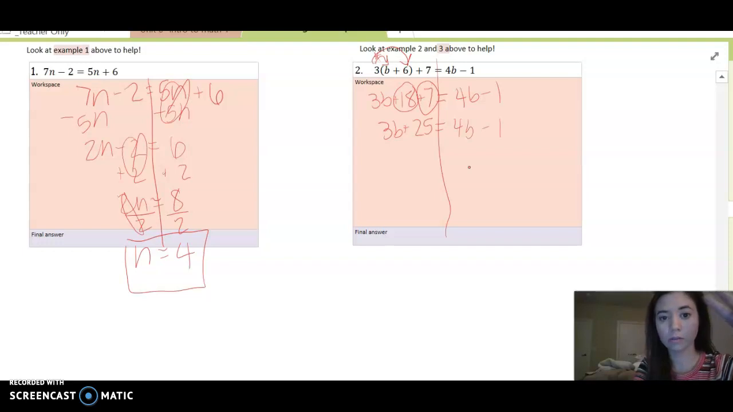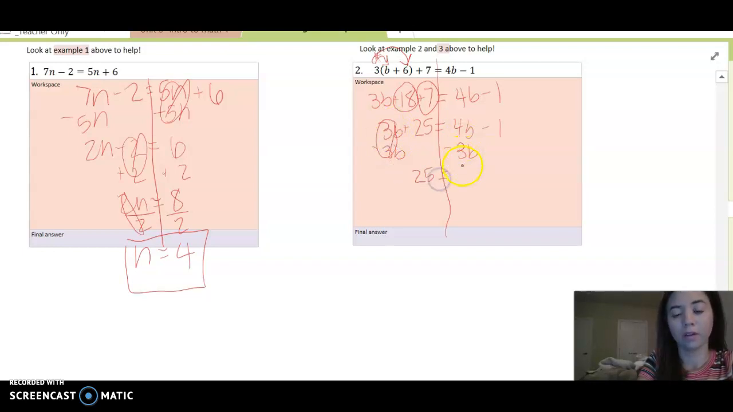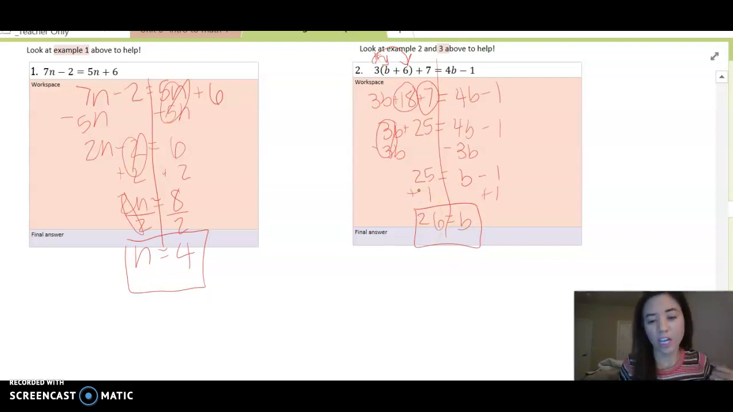Step 2, get our variables to one side. I'm going to subtract the 3b from both sides. Those cancel. 4b minus 3b is going to be just b minus 1. And then we get rid of the 1 by adding 1 to both sides. All right, check your work, see how you did.